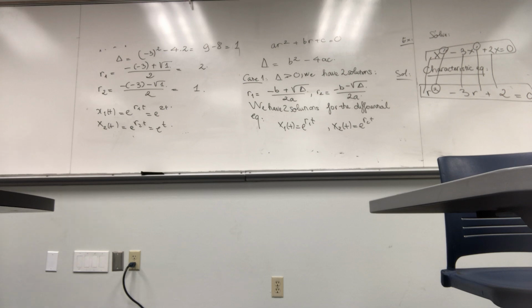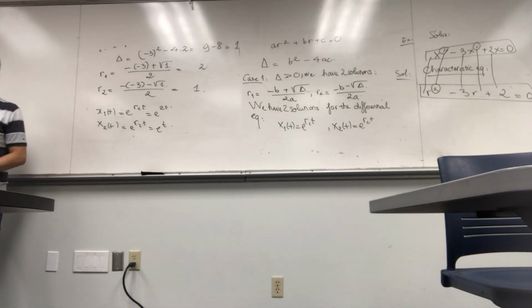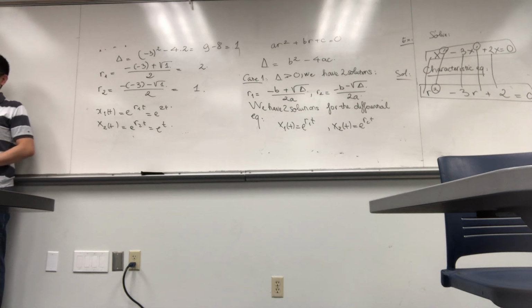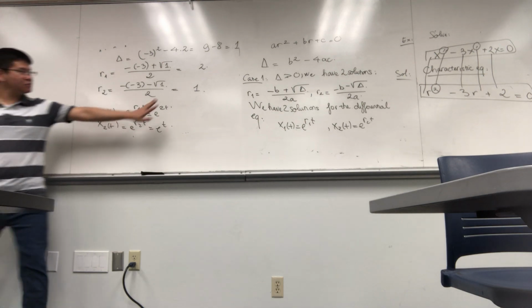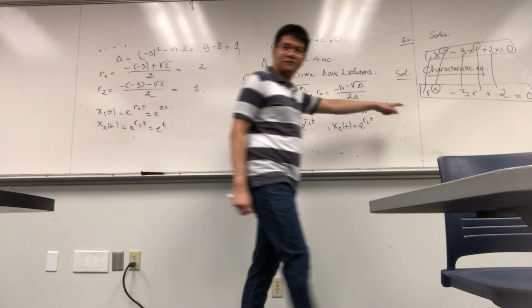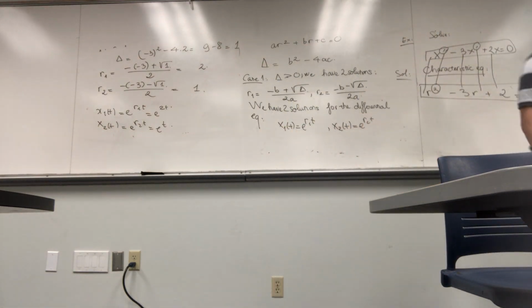Right, so this is the general method for how you solve a second order differential equation with constant coefficients. The idea is that you write out a characteristic equation, you solve this characteristic equation, you find two solutions, and you take an exponential of them times t. Questions? Good?